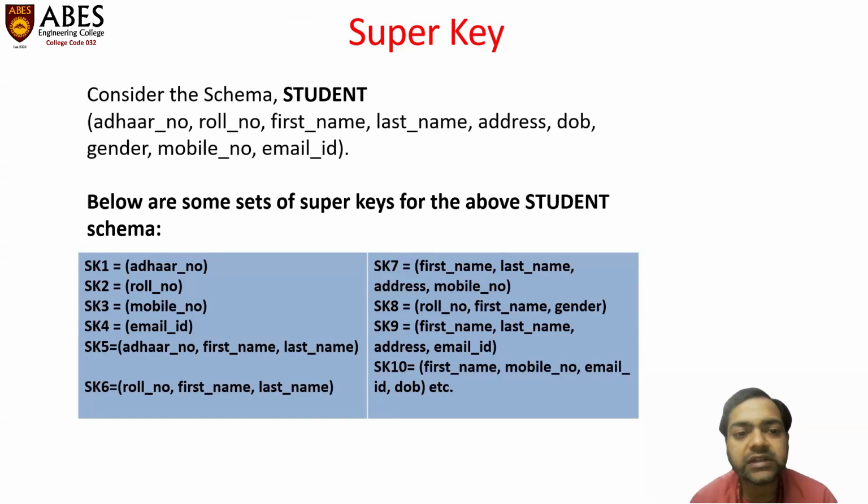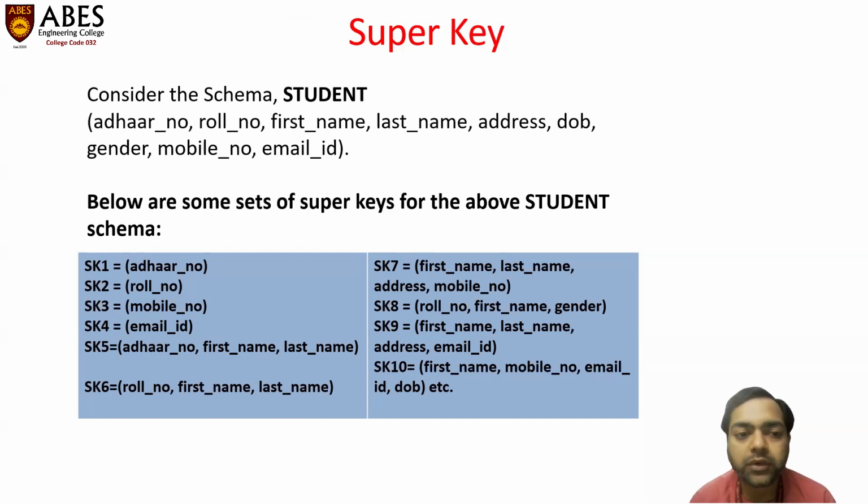Let us consider the schema Student, where we have different attributes here: Aadhaar number, roll number, first name, last name, address, date of birth, gender, mobile number, and email ID. Now, what is the step to identify a super key in a particular relation? We identify any attribute which must be unique for every student. In the case of Aadhaar number, yes, we can take it as a super key, because Aadhaar number is unique for every student.